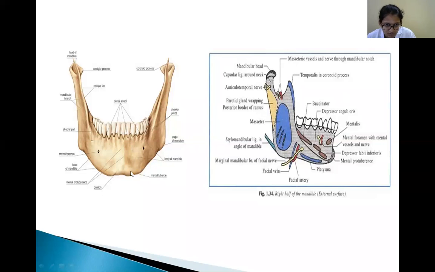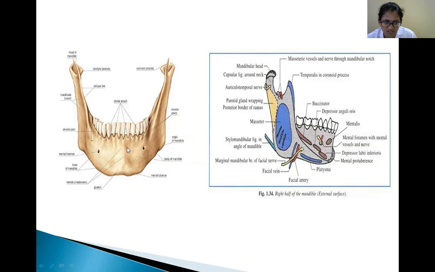And next, the two lower angles are called the mental tubercles. Those are small elevations on either side of the symphysis menti towards the base of the mandible. Above the mental tubercle, there is a fossa below the incisor teeth. This is called the incisive fossa.